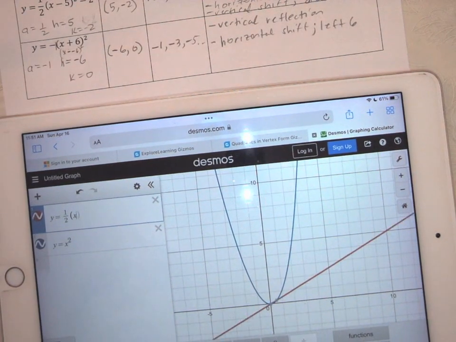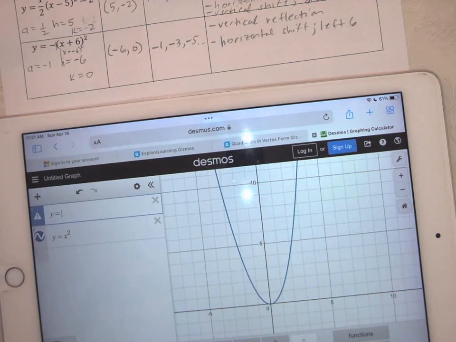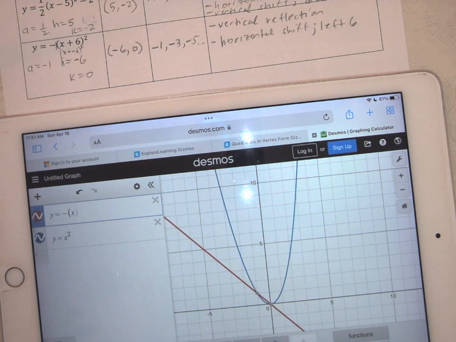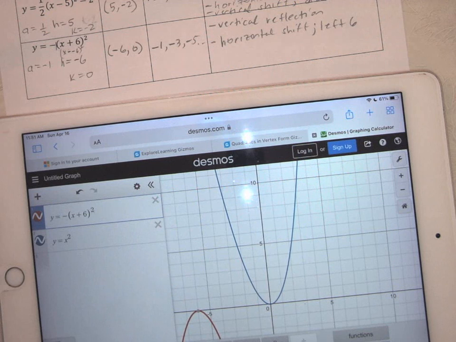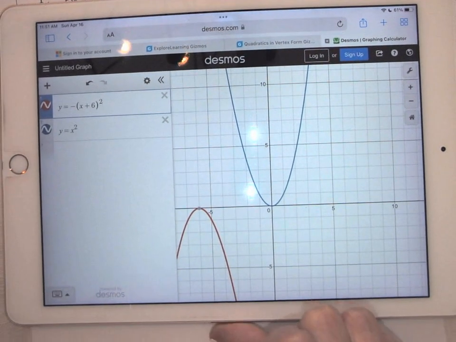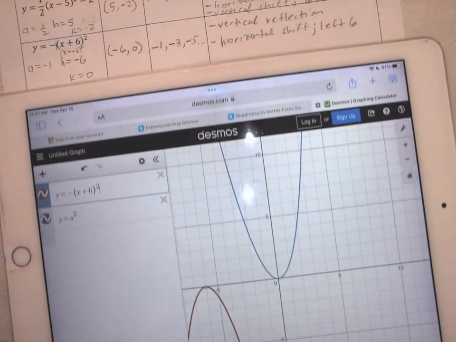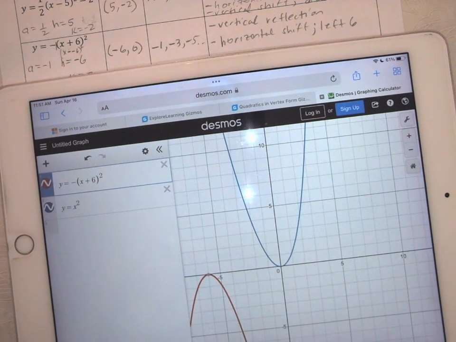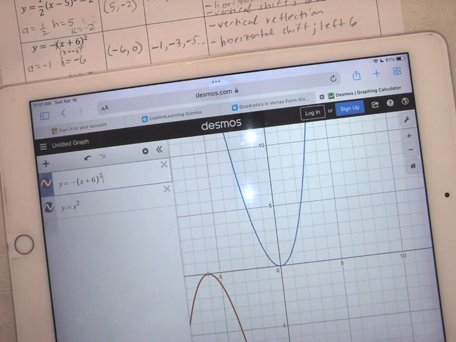So I wouldn't want you to just type it into Desmos. I would want you to predict first and then check your work on Desmos. And then it's a learning tool. So let's type this one in. Negative bracket x plus 6 squared. And you can see we've been shifted left 6, our vertex, and that was one of our shifts. And we've got a vertical reflection happening, upside down. Okay?